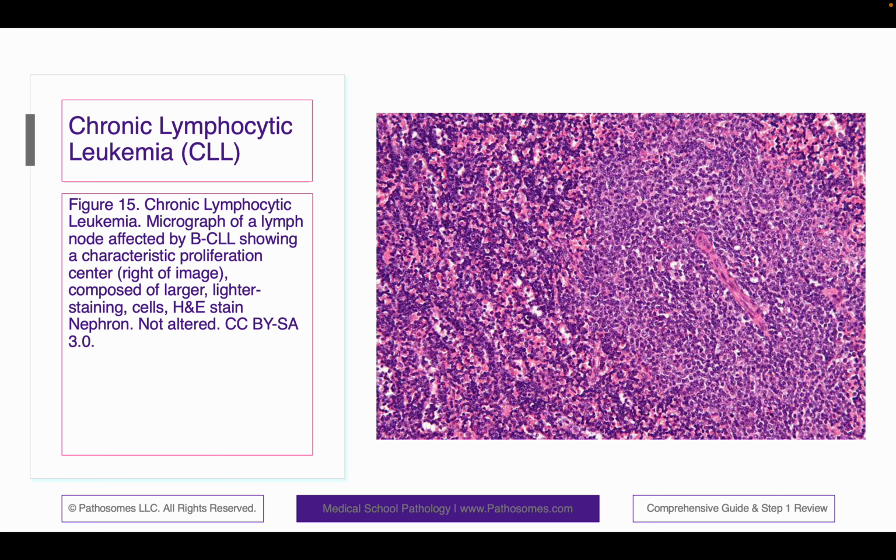And again, we have a micrograph of a lymph node affected by B-CLL showing a characteristic proliferation center. Be able to recognize this. Now, note with CLL, you'll have a number of small, monotonous basophilic cells. Those are the neoplastic lymphoid cells, okay?